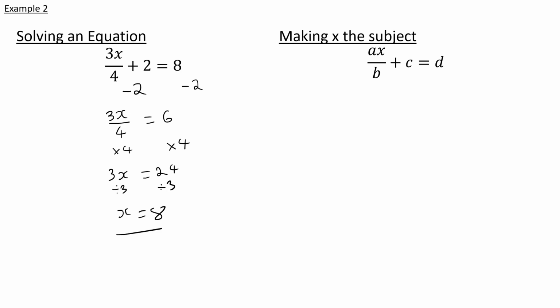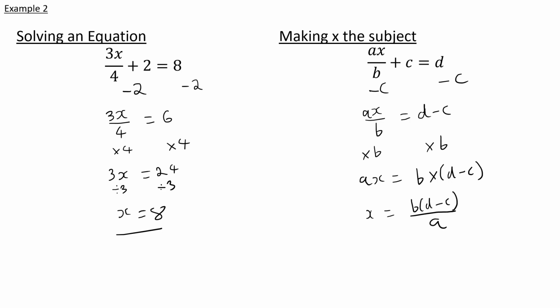In the example on the right-hand side, I would first subtract c from both sides, giving me ax over b equals d minus c. I would multiply both sides by b to get rid of the b on the bottom of the left-hand side. This leaves me with ax equals b times d minus c. And finally, I would divide both sides by a to get x on its own, which would leave me with a final answer of x equals b times d minus c in a bracket all over a.